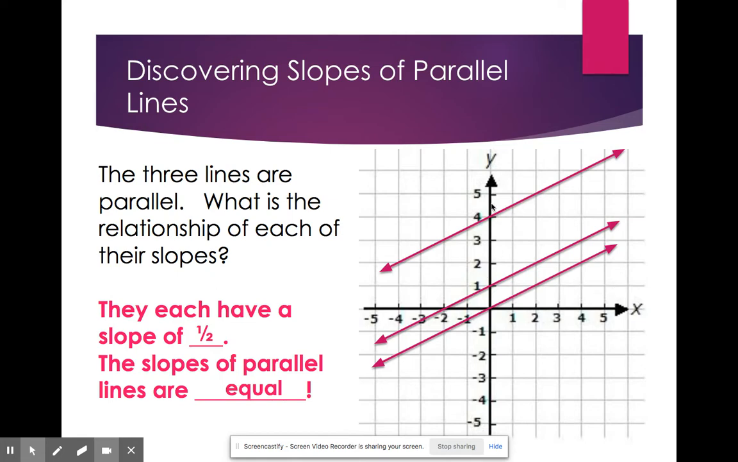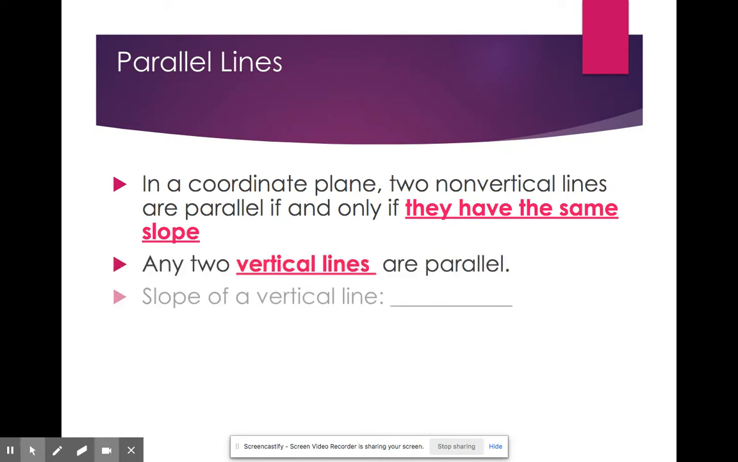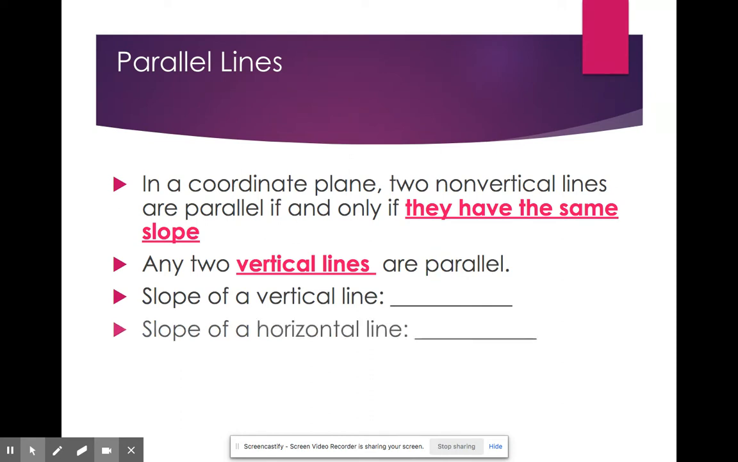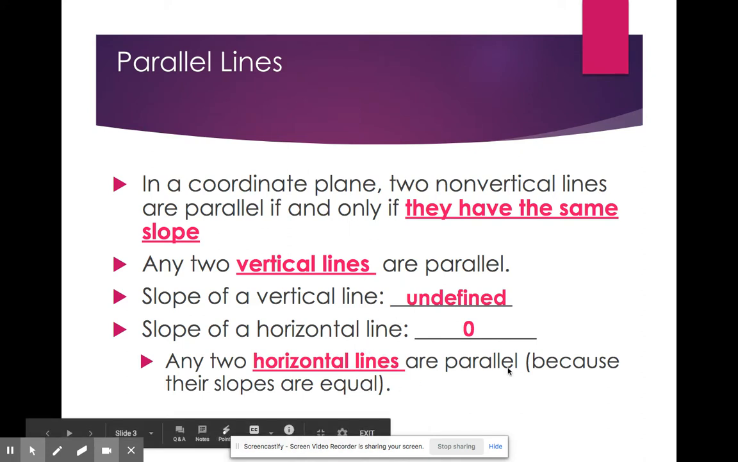Notice how their y-intercepts are different, but their slopes are the same. So for parallel lines in the coordinate plane, two non-vertical lines are parallel if and only if they have the same slope. Any two vertical lines are parallel, and we know that the slope of a vertical line is undefined. The slope of a horizontal line is 0. So lines going left to right have a slope of 0, and lines going up and down have an undefined slope because they don't pass the vertical line test. Any two horizontal lines are parallel because their slopes are equal.